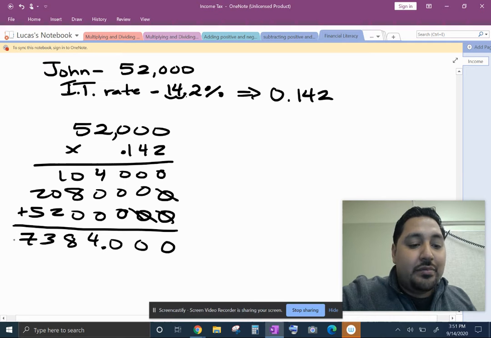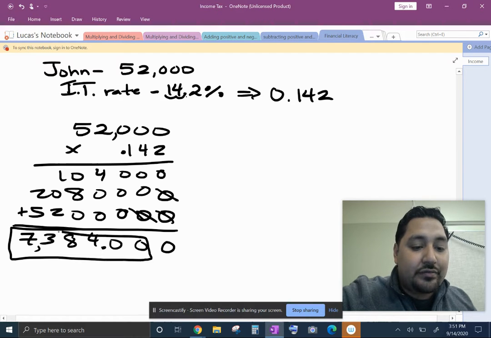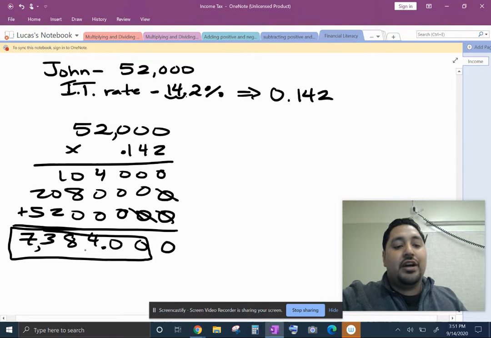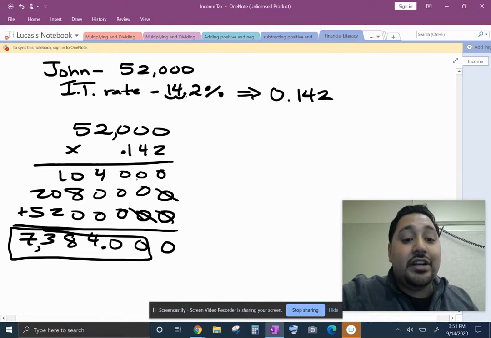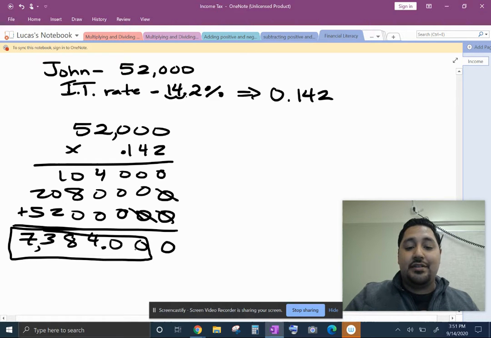So they are going to pay $7,384. John is going to pay $7,384 in income taxes.